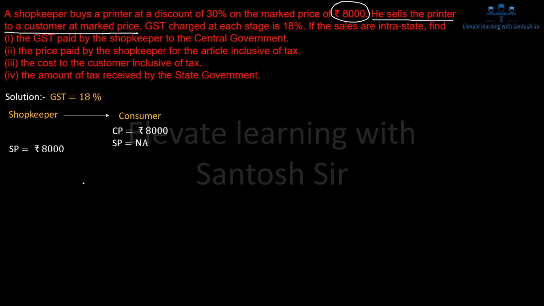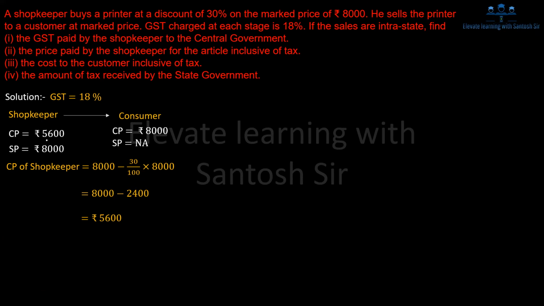So CP of shopkeeper will be 8,000 minus 30% of 8,000 because it is discount. We have to subtract that discount. So 8,000 minus 30% of 8,000, which is nothing but 8,000 minus 2,400, which is nothing but 5,600. So cost price of shopkeeper is rupees 5,600. Next, now we have completed this chain and we know the CP and SP of each person in this chain. So let us move to the first sub question.